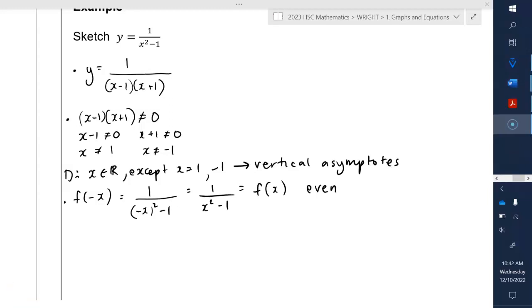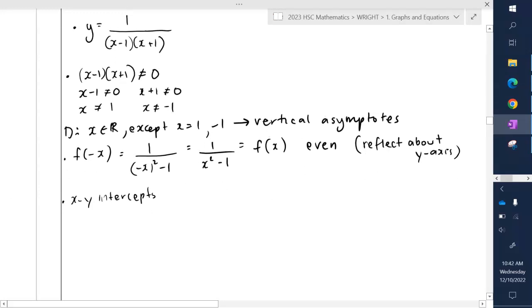And that will help us with drawing it. So if we can get one side right, we know that we can mirror that on the other side, because remember, even functions reflect about the y-axis. And that's really important. The next thing we wanted to have a look at was our x and y intercepts. And when we've done that, we can have a look at the sign of the function, figure out where it's positive or negative. Okay, so x and y intercepts.